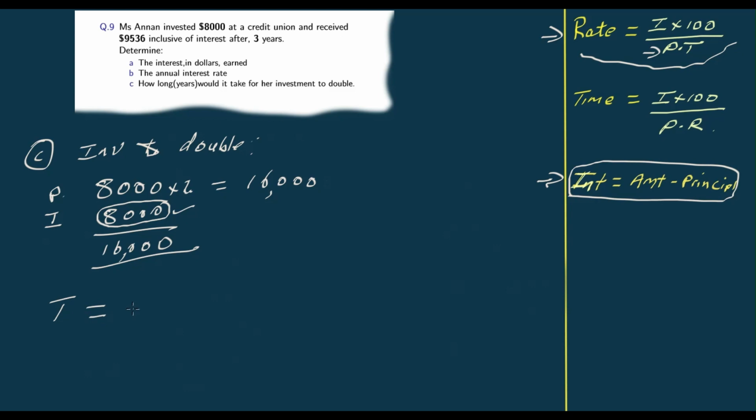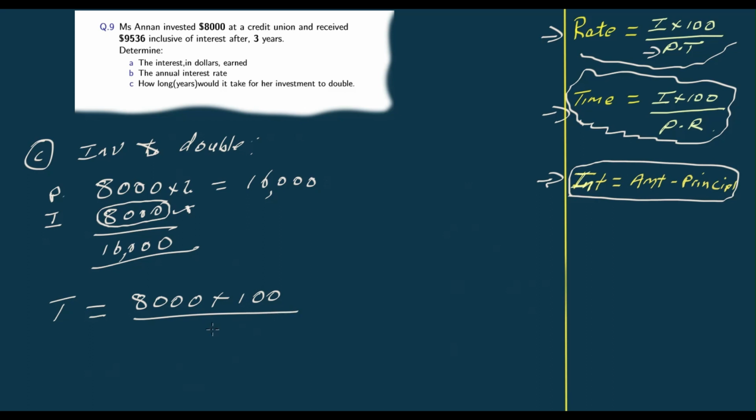So time equal interest multiplied by 100. Right, this is the time formula here. Time is interest multiplied by 100 over principal by rate. So using the time formula, which is interest, and our targeted interest is $8,000. So we can see 8,000 is our targeted interest multiplied by 100 all over principal by rate. And the principal is 8,000. The original amount invested is 8,000 multiplied by the rate. So the rate worked out previously was 6.4%.